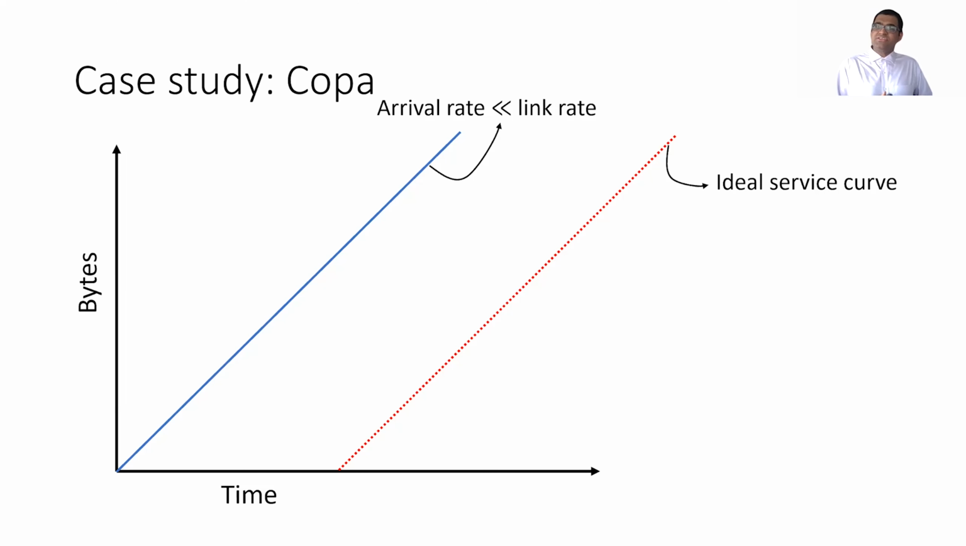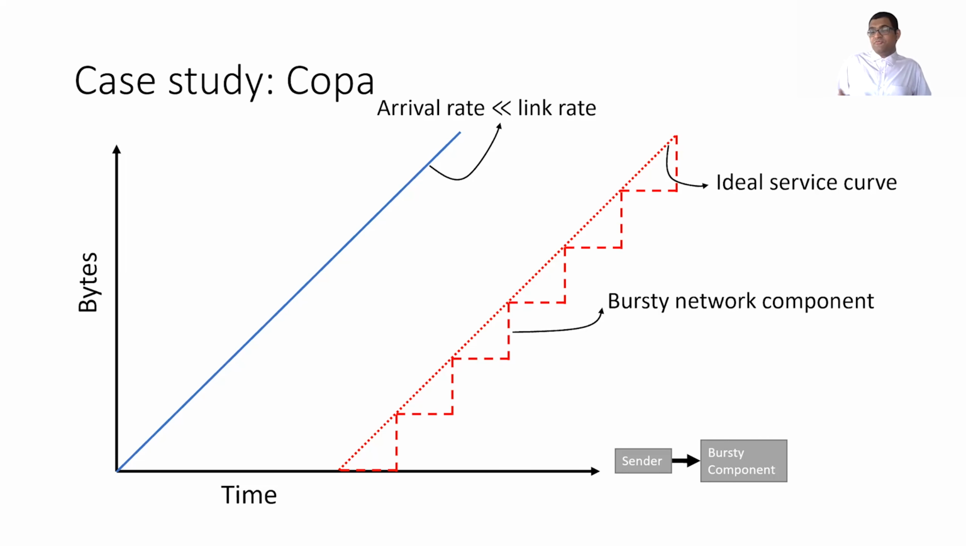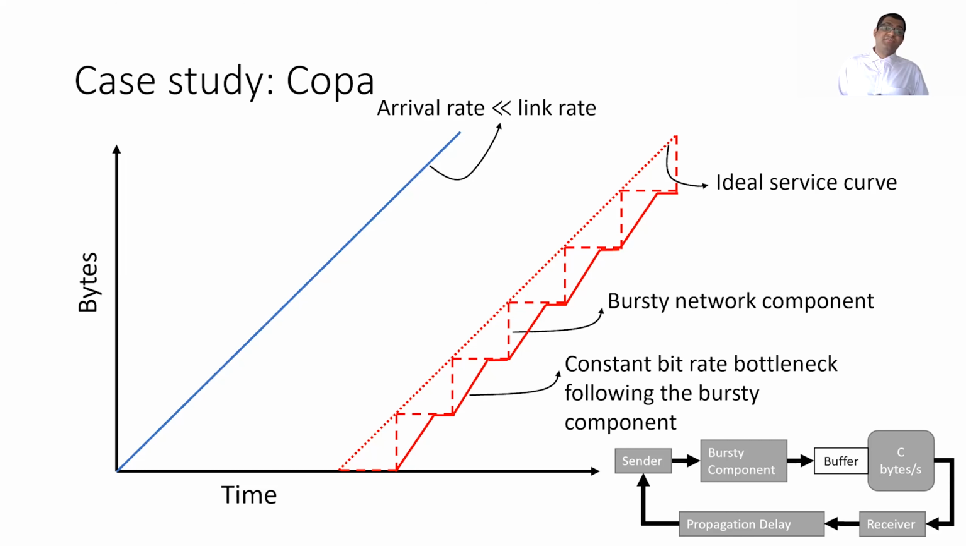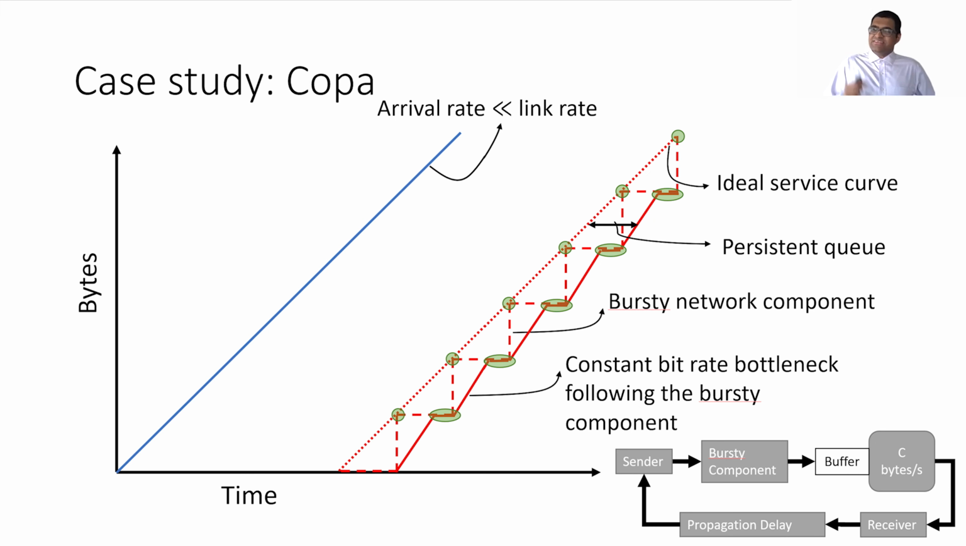Suppose the arrival rate is much lower than the link rate. This is shown by the blue service line. And the service curve of the ideal constant bitrate link is shown by the red dotted line. Now the sender may be followed by a bursty component, which accumulates packets together and sends them in bursts. And after this, we have the constant bitrate bottleneck link. And then the service curve is going to look like this. Now you'll notice that there is persistent queuing between the ideal service curve and the service curve of the final bottleneck link. And this is in spite of the fact that each of these individual components periodically empty the queue.